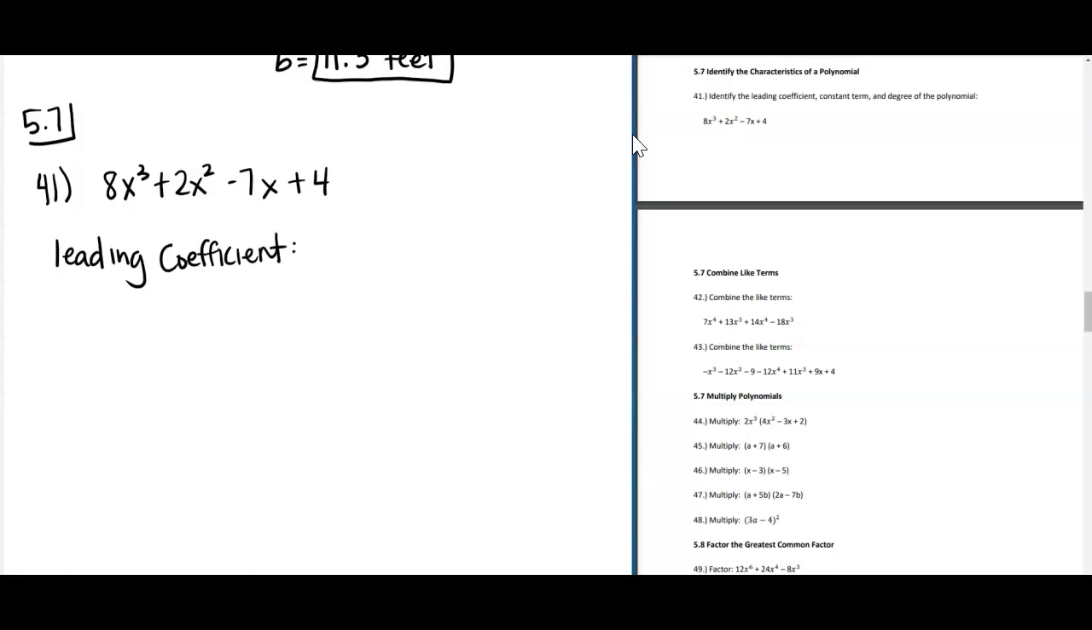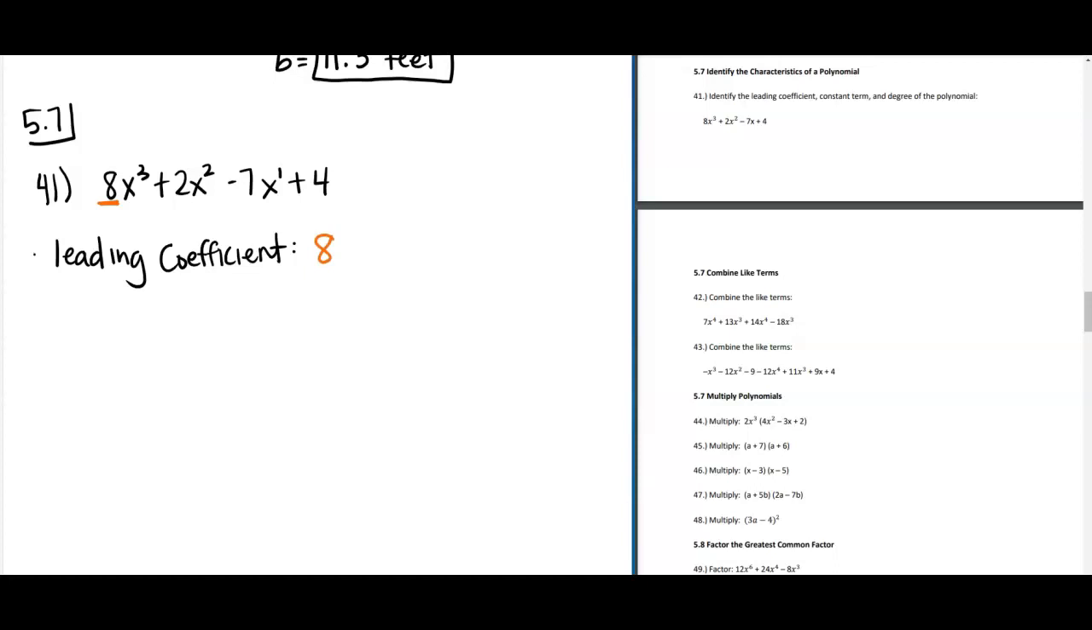And so the leading coefficient, you have to make sure that your polynomial is written in descending order, which means your first term has the highest exponent, then the next one has the next highest, and so on, right? And the coefficient is the number that's out in front of that x to the third term. So our leading coefficient is going to be 8.